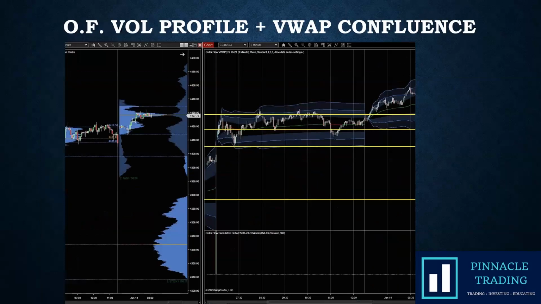Okay, so on this one, I think I was trying to show you guys some confluence. What are we looking at? I think that's an ES chart. Yes. So we have the profiles on the left of the session, and then those are the lines that I would draw on my intraday chart. That's a 3-minute chart. Nothing special.